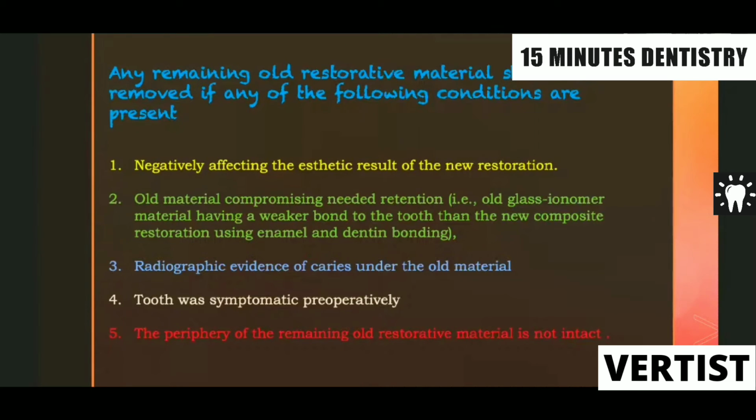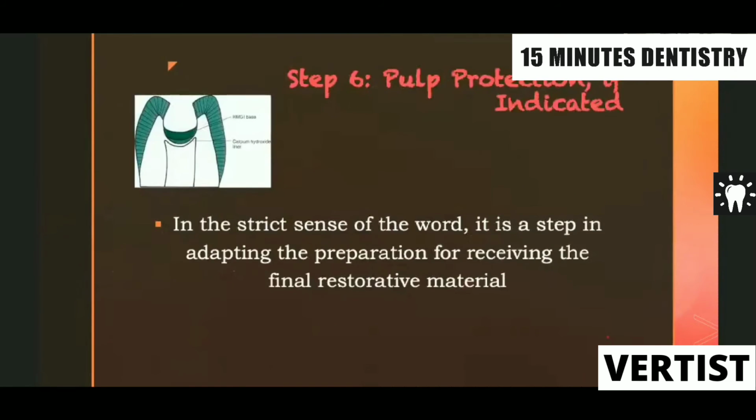And then the periphery of the remaining old restorative material is not intact. Remove all those, the cavo-surface peripheries, all that should be clean. Then after you have done that, it's easy to say that the ideal cavity preparation has to be 0.5 millimeters below the dentino-enamel junction.